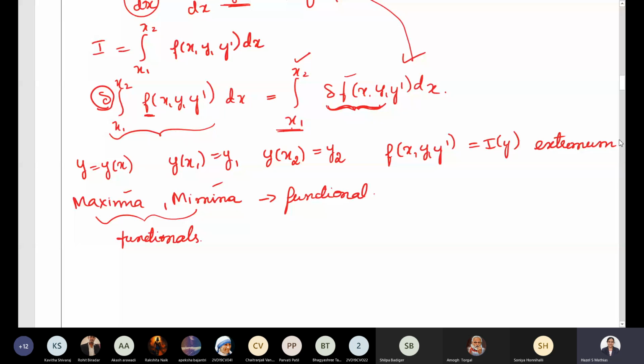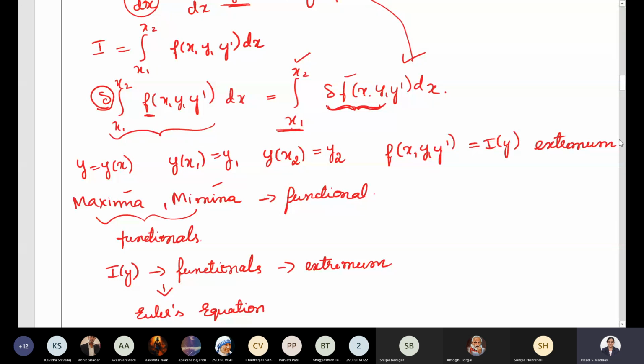For that we need a necessary condition. I of y stands for the functional, which is given in terms of definite integrals. Here we are going to deal with the maxima and minima of functionals, and there is a necessary and sufficient condition for the functional to attain an extremum, which is obtained by Euler's equation. So this is what we are going to learn in the beginning. Okay, everybody clear?